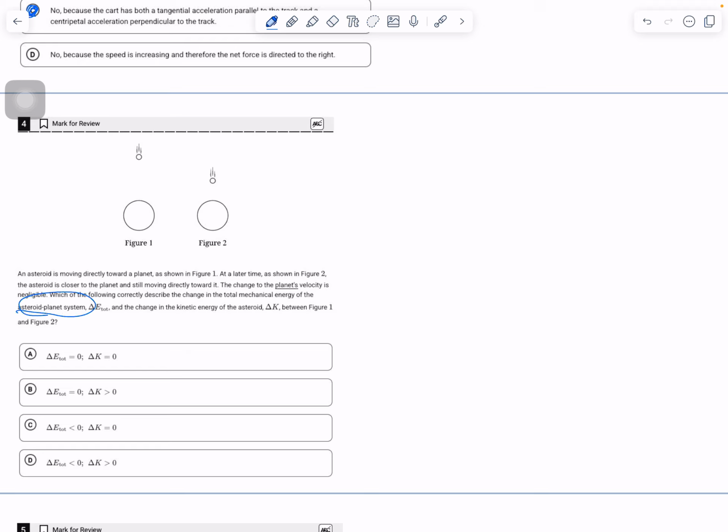All right, total energy, asteroid-planet system, everything's included, so that has to be constant. So that would get rid of those. All right, energy is constant. Change in kinetic energy of the asteroid: well, we know as it falls, the kinetic energy is going to be increasing. And so that is going to be B.